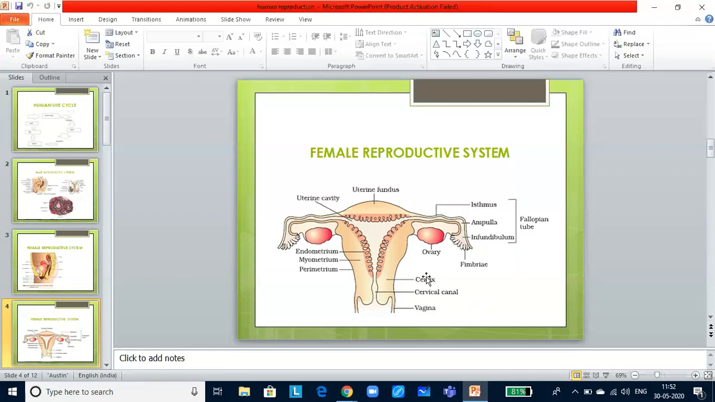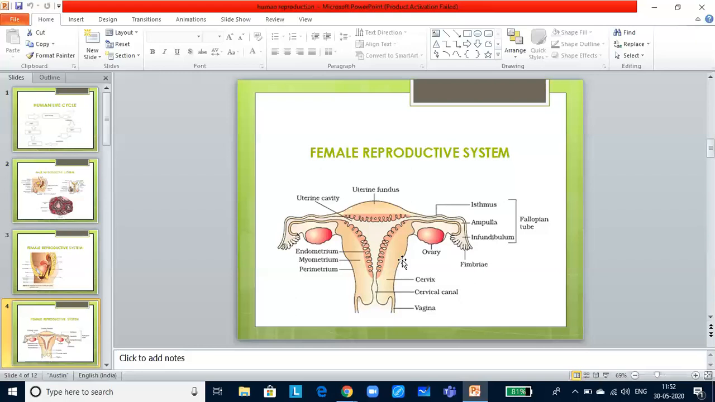The wall of the uterus has three layers: the perimetrium, which is the external layer; the myometrium, the middle thick layer of smooth muscles that will exhibit strong contractions during parturition; and the endometrium, the lining of the uterine wall, which undergoes cyclical changes during the menstrual cycle.